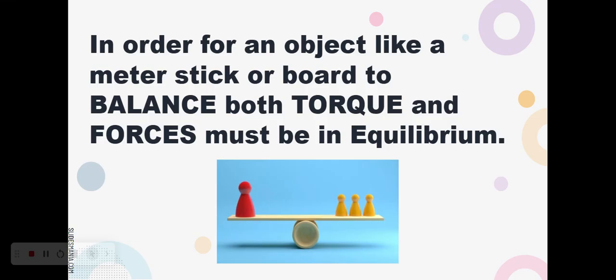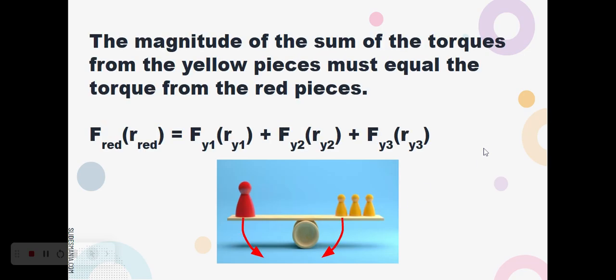In order for an object, like a meter stick or a board, to balance, both the torque and the forces have to be in equilibrium. And we know that. We've already talked about that multiple times. So this object is not rotating, and therefore it is in a rotational equilibrium, so the torques have to be equal. But it's also not accelerating upwards or downwards, and therefore it's in a force equilibrium. Okay? So again, things we've already done.